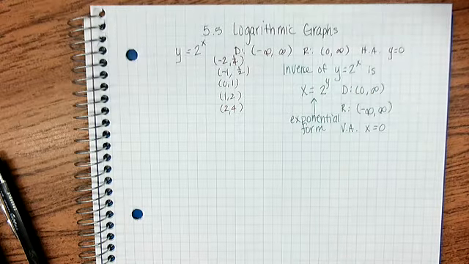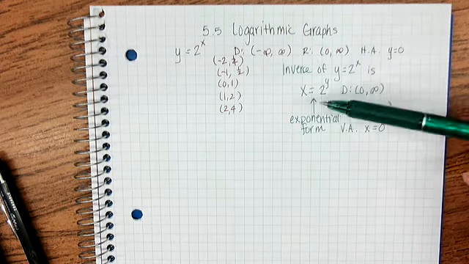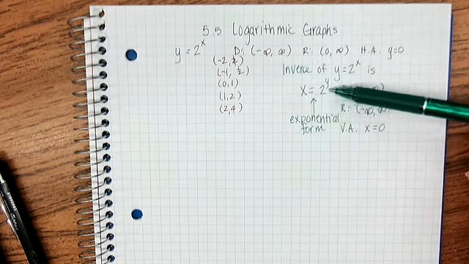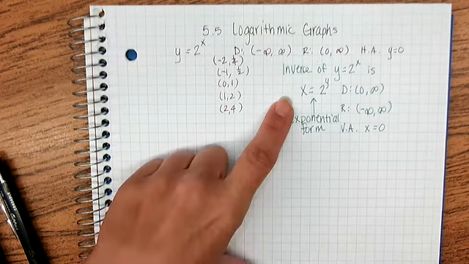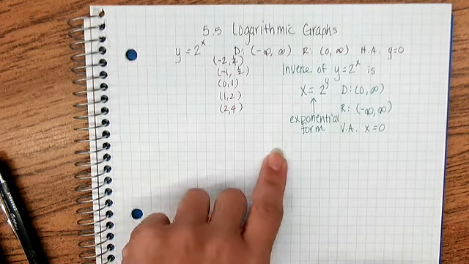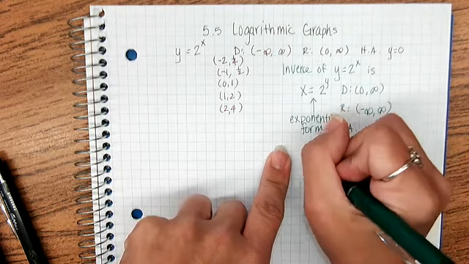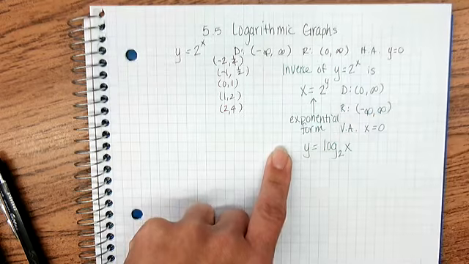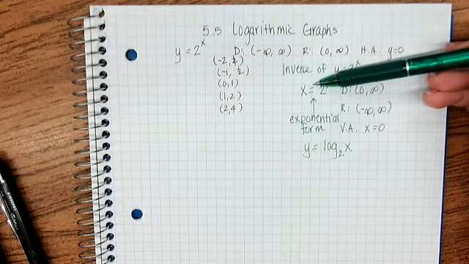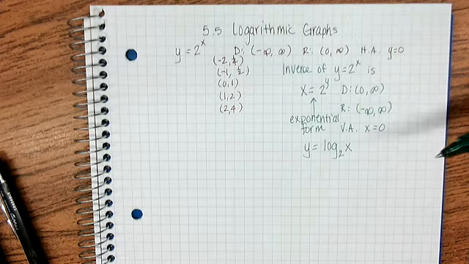When you find an inverse, you switch x and y, and then you solve for y. We don't leave it as x equals 2 to the y. We now need to solve for y. Well, how do I do that? I use logs. This is exponential form. Let's convert it to log form. X equals 2 to the y in log form is y equals log base 2 of x. Exponential form, log form.